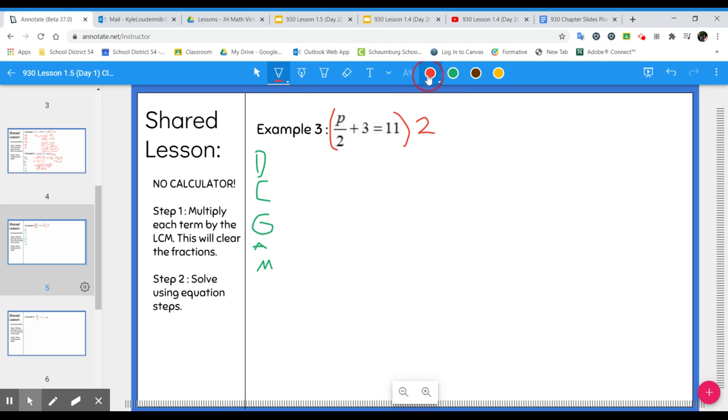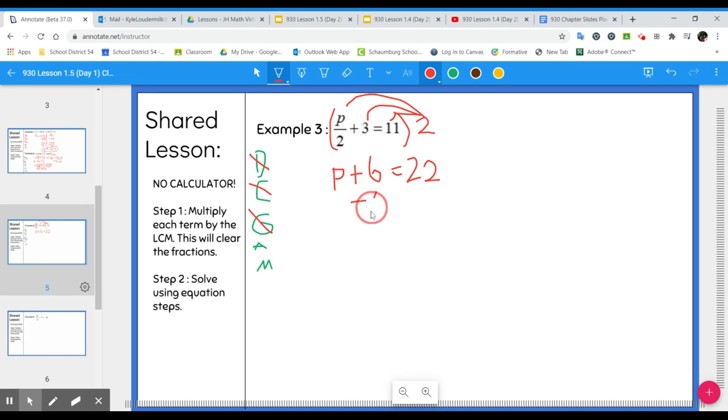So I'm going to get P divided by 2 times 2, which is actually P, and the denominator just clears. Plus 6 equals 22. And where did the 6 and the 22 come from? I had to distribute the 2 to all 3 items inside the parentheses. Now I'm done with that step, done with that step, done with that step. I only have one last step to go, and then I'm done with this problem. That's how quick it can be when you're able to clear the denominator.